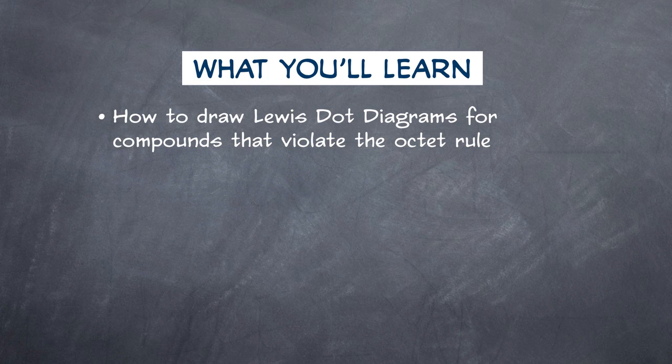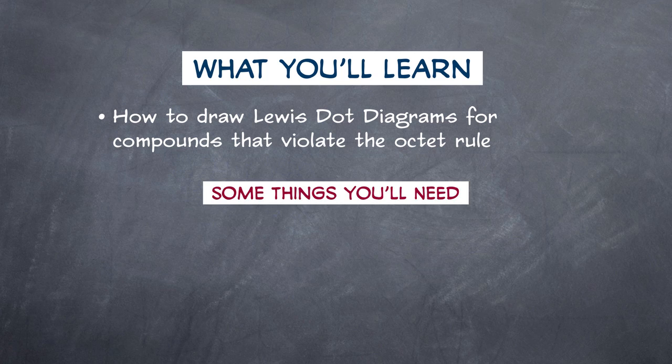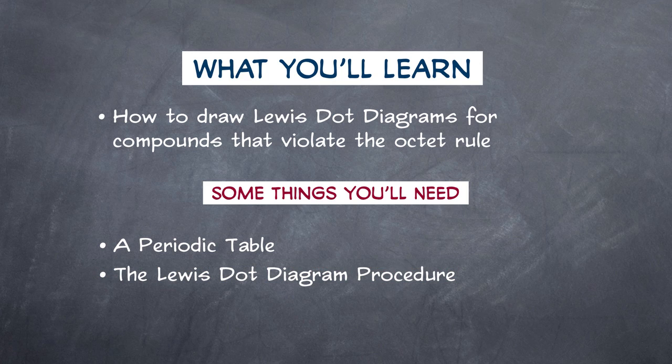In this screencast, you'll learn how to draw Lewis dot diagrams for compounds that violate the octet rule. Now, there are a couple of things you're going to need. You're going to need a periodic table, and you're going to need the procedure for drawing Lewis dot diagrams. Let's go ahead and get started.